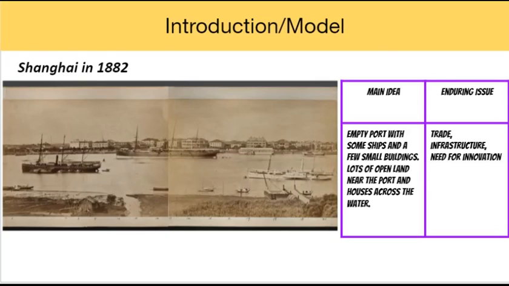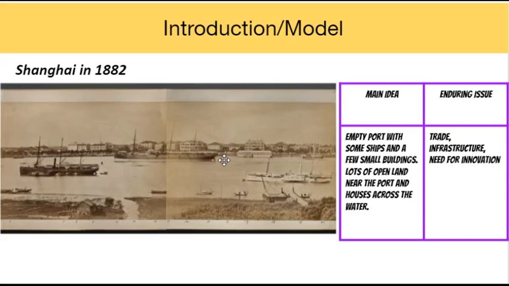Now, what enduring issues? Well, I see trade. There's little boats and ships here. Infrastructure, which means there's some form of communication and trade and a whole system going on, even though it's very simple. And need for innovation. They're kind of not so modern yet in 1882. If they were updated and had new ideas, new innovation, they would probably have steamships there. Okay, that's what I wrote for enduring issues.